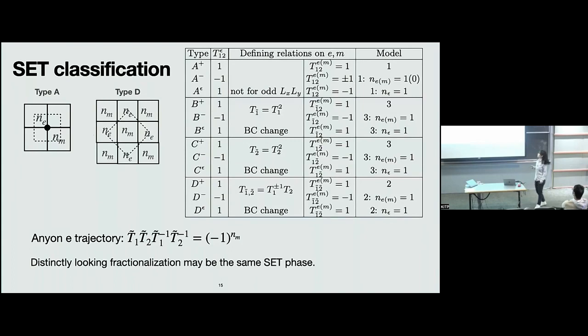And the detailed model can be constructed by putting appropriate background electric particles or magnetic particles, visons, in the background that give the desired Berry phase of the defining relation.